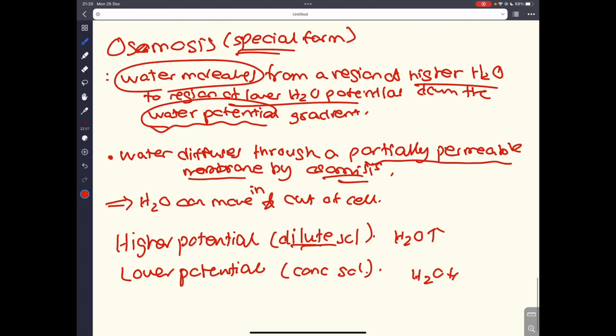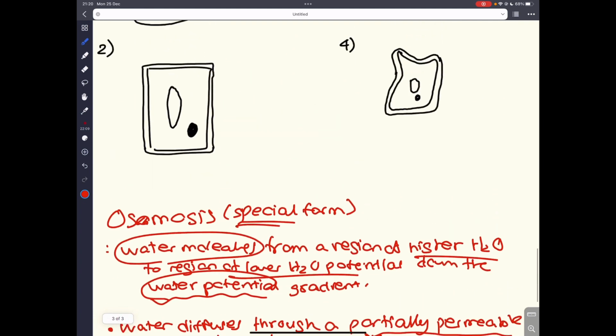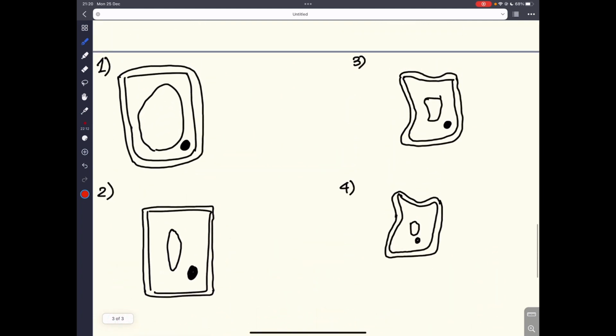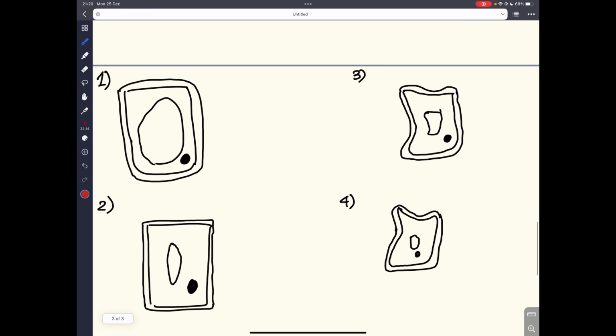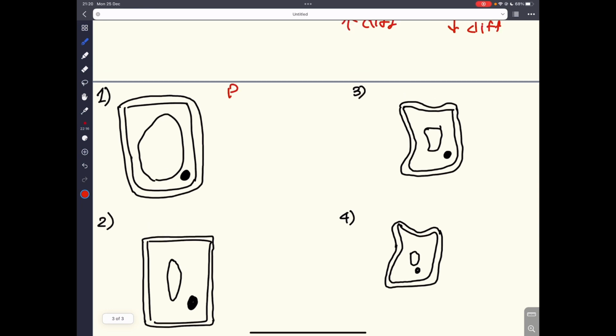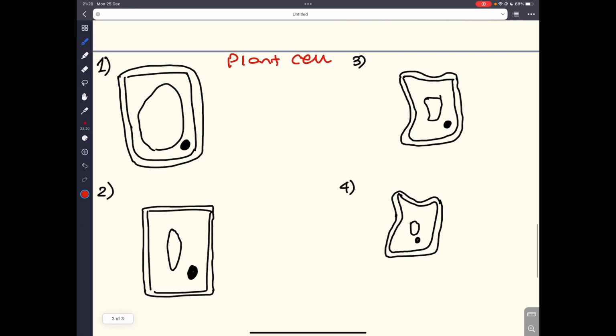You have to know the different effects of those solutions on the plant cell. Now let's first look at the plant tissue. Let's immerse a plant cell. Figure 1 shows that this cell has been submerged inside pure water.